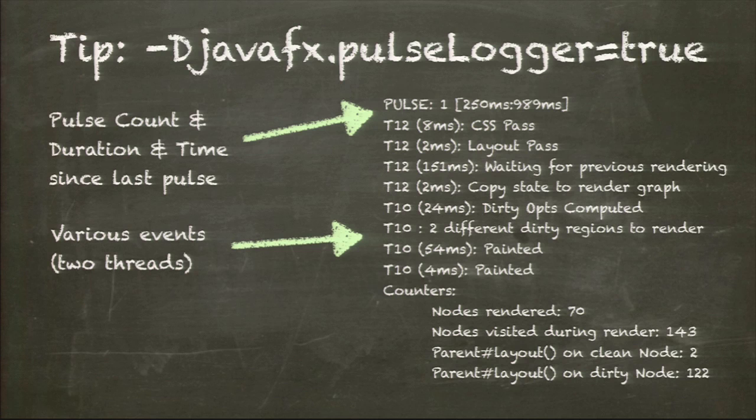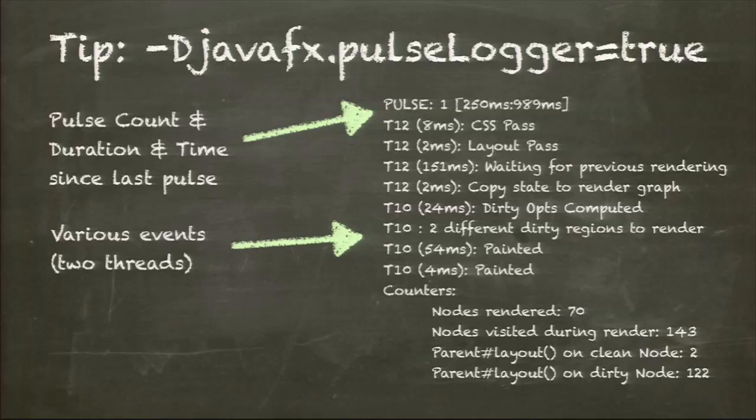Let's see here. He copied some state to the render graph because we have two threads. We also have two copies of the state, and we copy it from the FX side to the render side so the render side can go do what it needs to do. That only took 2 milliseconds. That wasn't too bad. Wow, 24 milliseconds to compute the dirty ops.